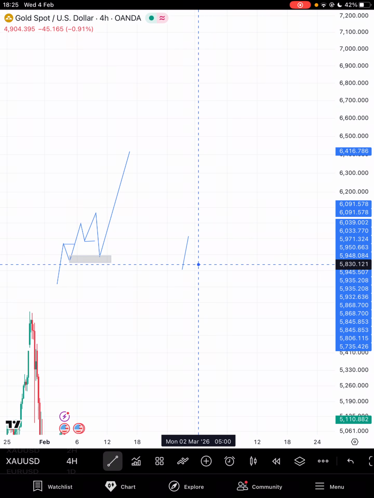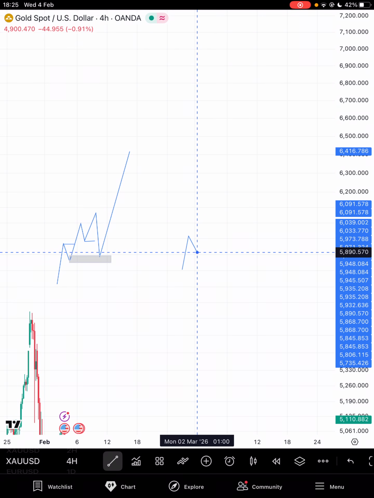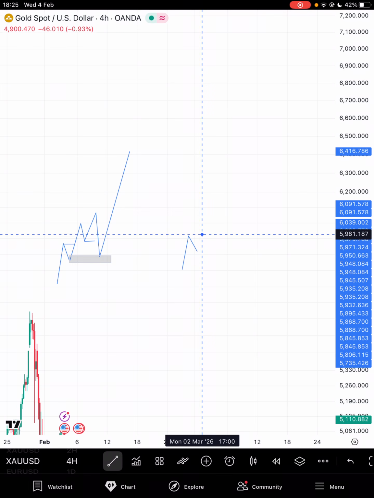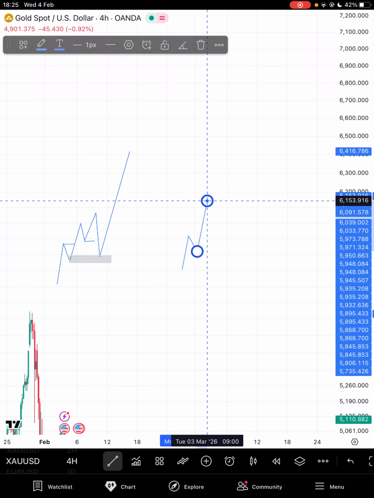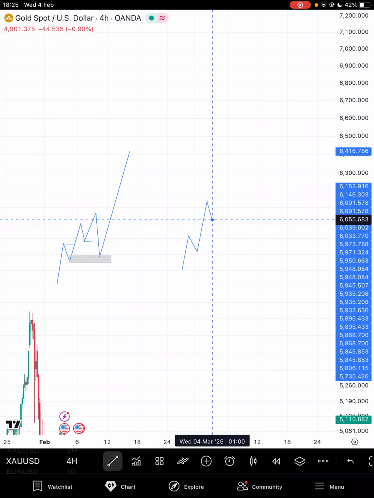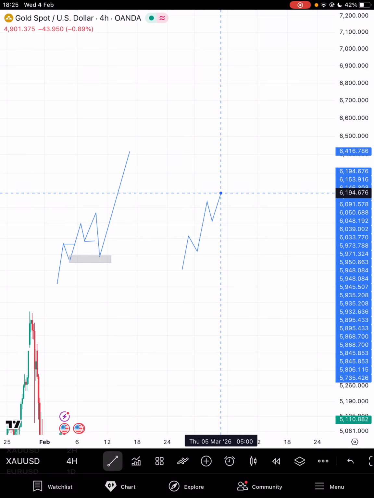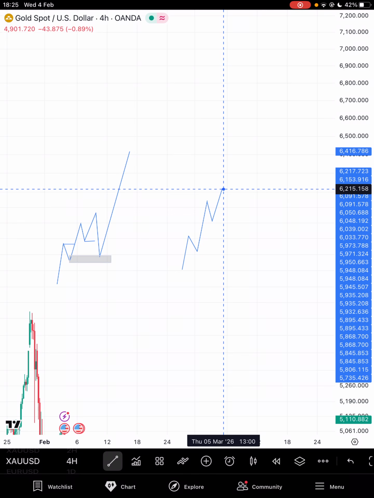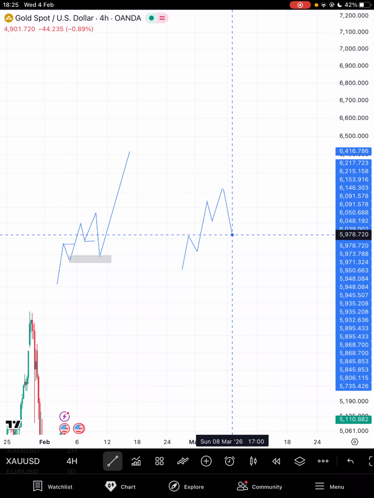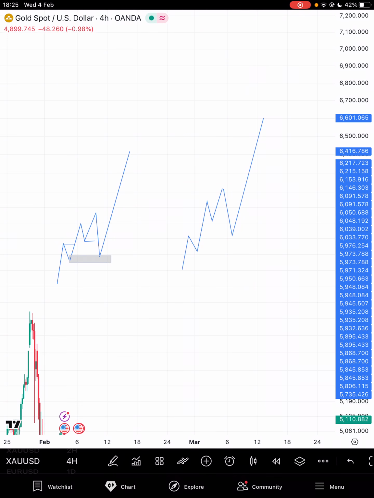Same model, we have a break, and then what happens? Price creates an inducement. Price now has to come back, sweep the inducement, tap the breaker block before it goes up and hits your TP. So those are the two main types of entry models.